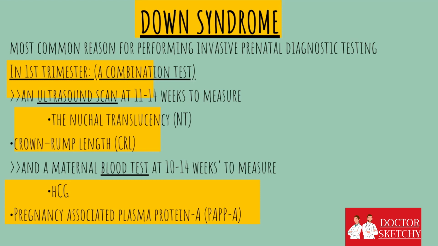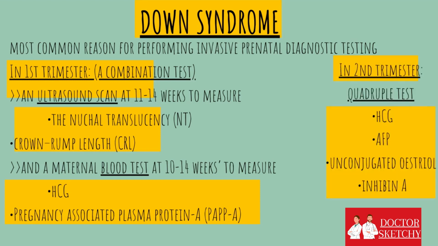But let's suppose a mother did not approach you in her first trimester and she came to you in her second trimester and now you want to screen for Down syndrome. What should be the options? Well, now in the second trimester you can do a quadruple test that includes beta HCG level, alpha fetoprotein level, unconjugated estriol and inhibin A level.